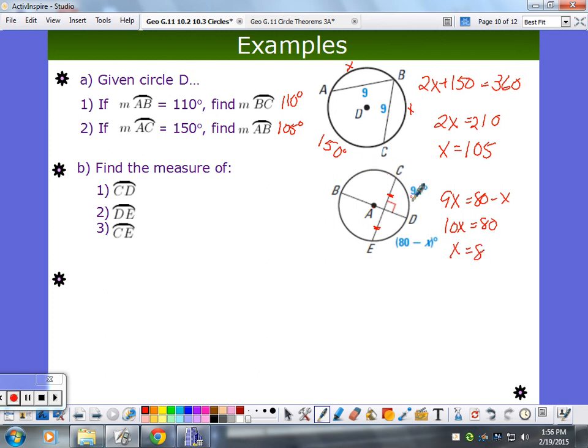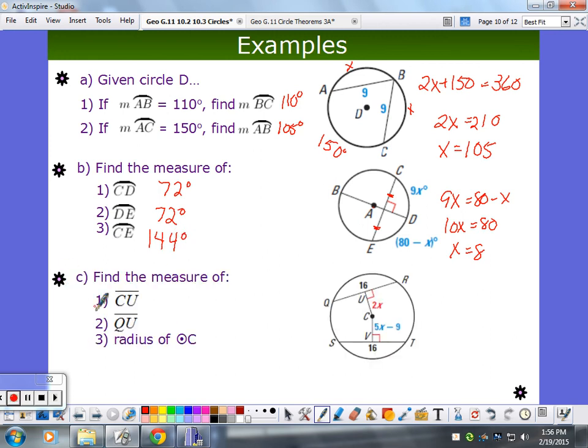So now what is the measure of arc CD going to be? 9 times x, or 9 times 8. And that's going to be 72 degrees. They are congruent pieces, so what's DE? It's also going to be 72 degrees. And then once the whole thing together, you can add the two pieces together. 144? Yeah.